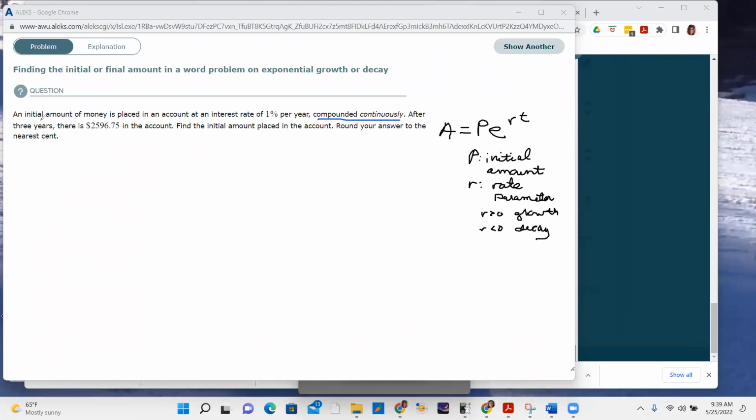Okay, so an initial amount of money is placed into an account. The interest rate is 1% per year, compounded continuously. So that's the rate. And then after 3 years, that means T equals 3. This is the total amount in the account, so that's A. And you're asked to find the initial amount, so you're trying to find P here.